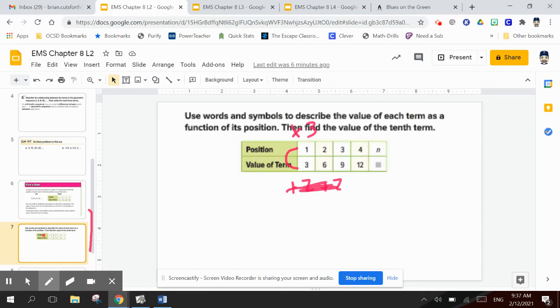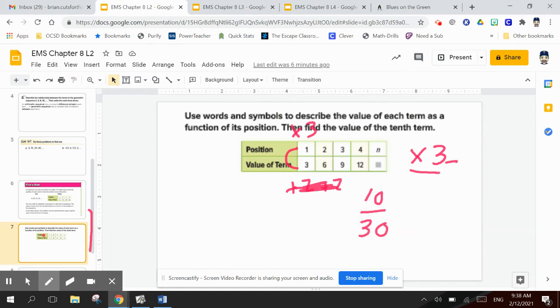Let's try and multiply by 3. Is 2 times 3 6? Yes. So let's try 3. Is 3 times 3 9? Yes. Is 4 times 3 12? Yes. So my rule is times 3. Now to find the 10th term. To find the 10th term, I would take 10 and multiply it by 3 to get 30.